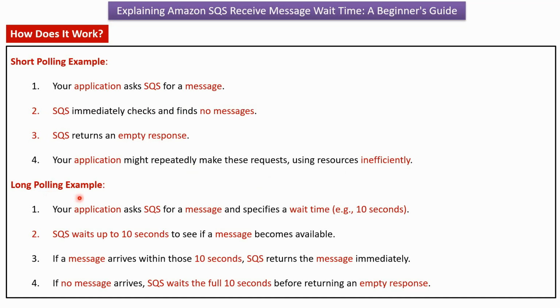Long polling example. Your application asks SQS for a message and specifies a wait time, for example, 10 seconds. SQS waits up to 10 seconds to see if a message becomes available. If a message arrives within those 10 seconds, SQS returns the message immediately. If no message arrives, SQS waits the full 10 seconds before returning the empty response.